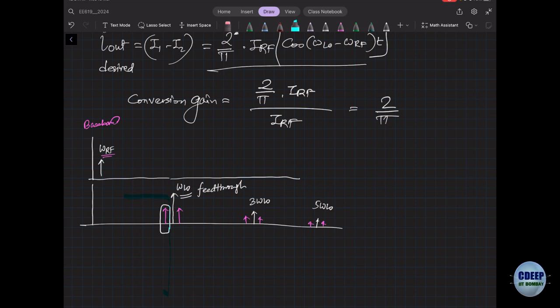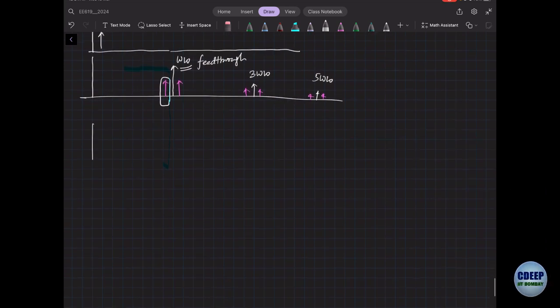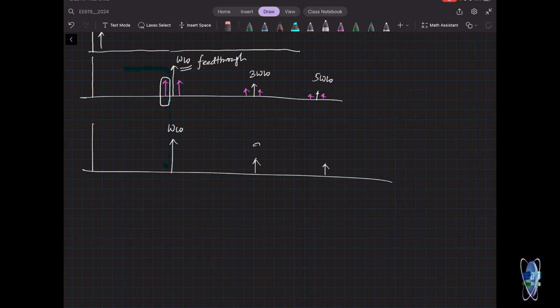However, it may work okay for a receiver case, which is what I wanted to show you. So, let's say we are doing down conversion and we will do the same thing. Here I have omega LO, 3 omega LO, 5 omega LO, and let's say I had RF, which was right here.